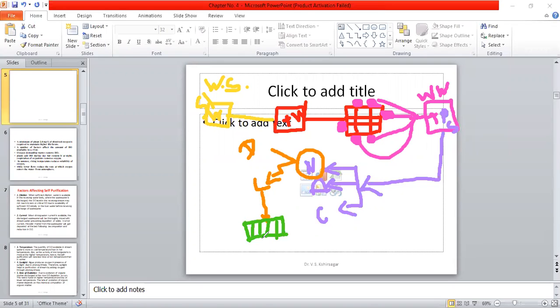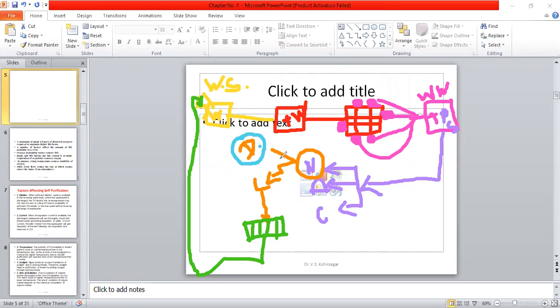This source again you can extract with the help of a well or bore well, and use it as a source for water supply engineering. This is about when you are disposing the sewage or the treated effluent by natural method on the land. Now we'll see another way, that is disposal into a nearby stream, pond, river, etc.